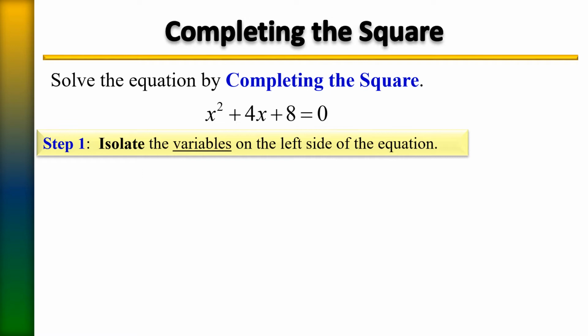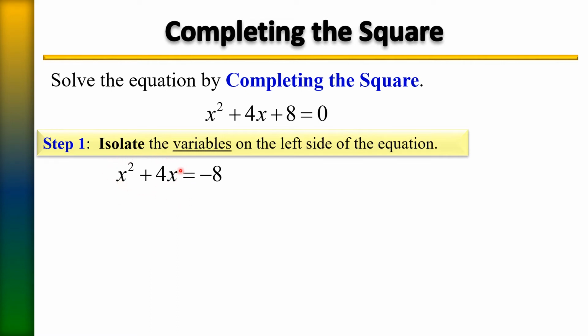So to move 8 on the right side, recall we're going to have to do the opposite, which is subtract. So we're going to subtract 8 from each side. Now we're going to complete the square on the left side. So basically what we're looking for is we want to write this as a trinomial, but we need the last term.